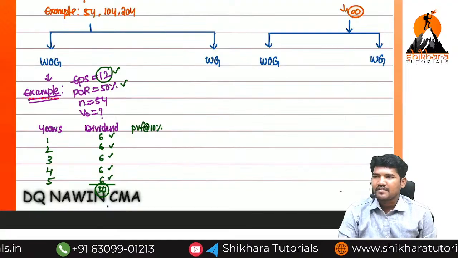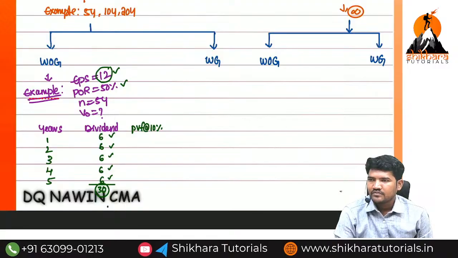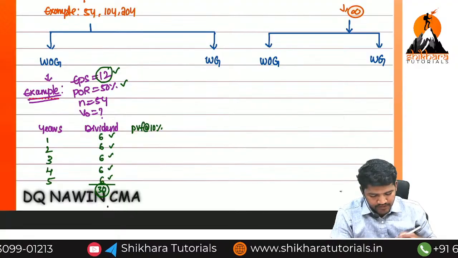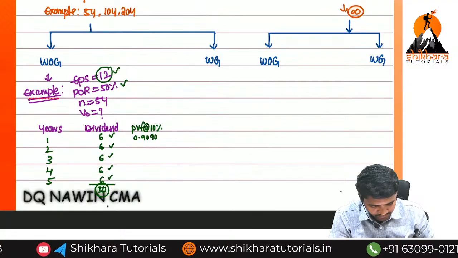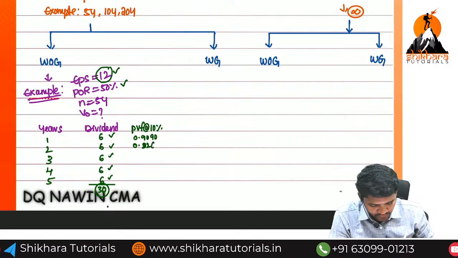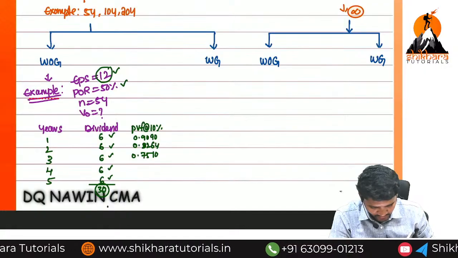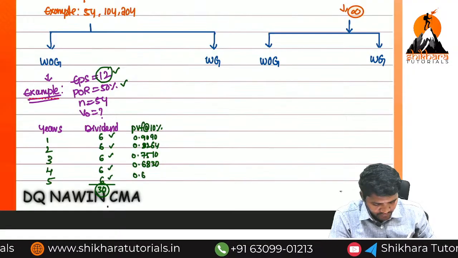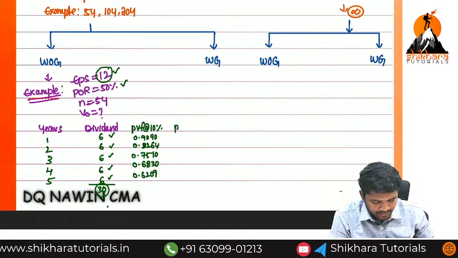Now how to calculate present value factor? Take 1 divided by (1 plus i) to the power n. Now what's the first year? 0.9090. Second year? 0.8264. Third year? 0.7510. Fourth year? 0.6830. Fifth year? 0.6209. Now if you multiply this with the dividend, you will get the present value of the dividend.